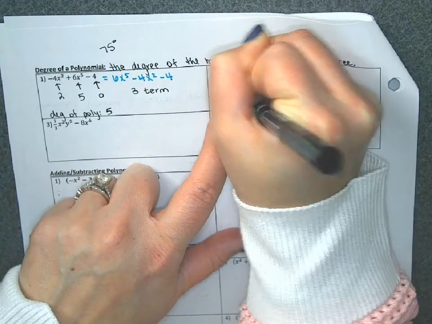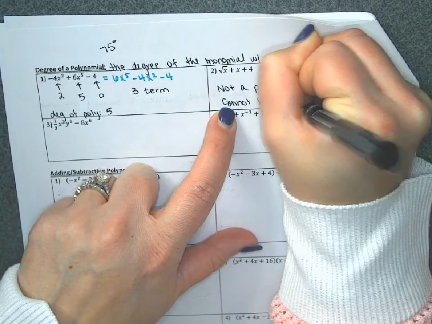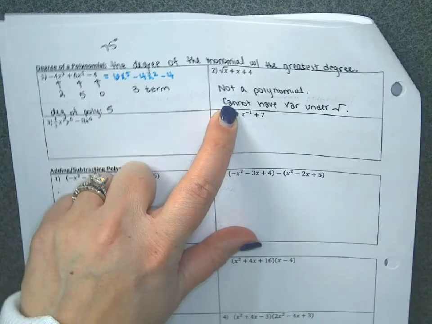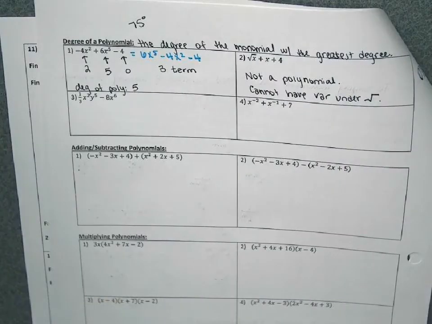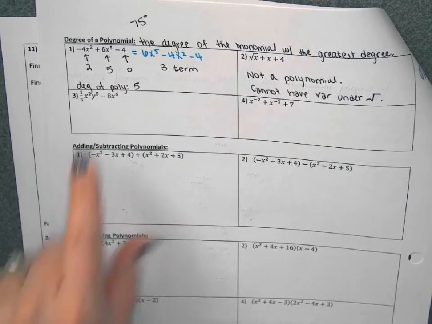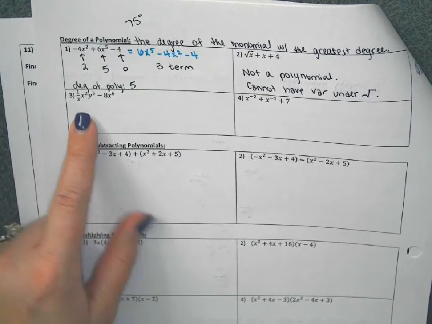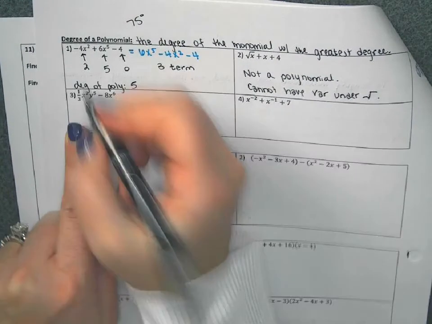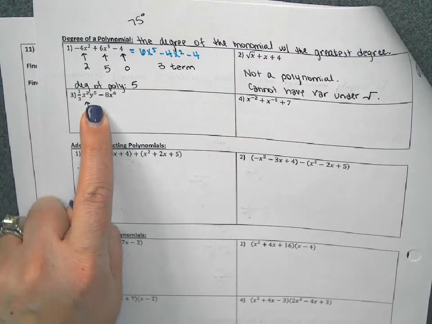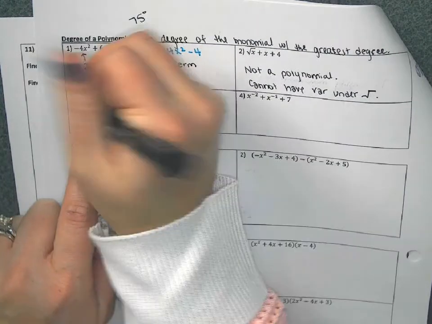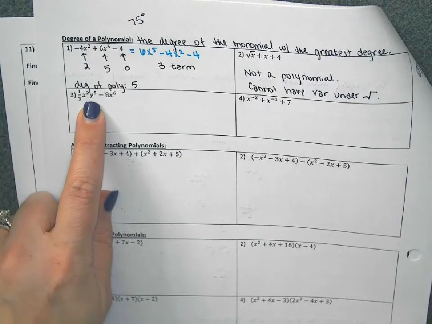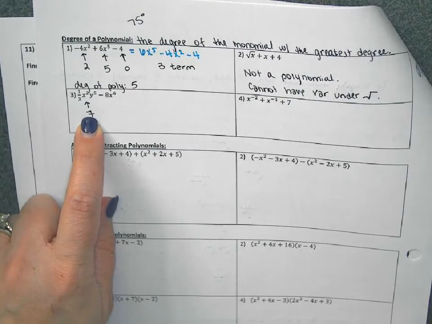Cannot have a variable under a radical sign. So you don't have to find the degree of that because it's not a polynomial. This one here is a polynomial, but you're going to find the degree a little bit differently. This first term has x x y y y y y. There's actually 7 variables here. There's 2 x's and 5 y's. So because of that, your degree is actually 7 because that's how many variables are there.